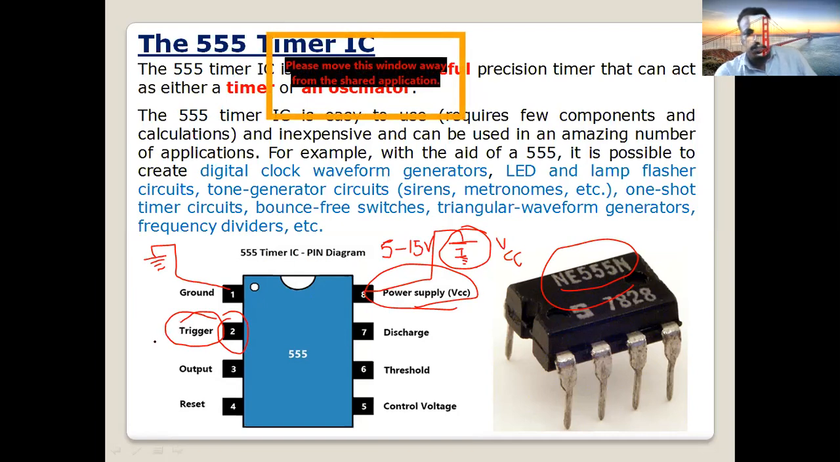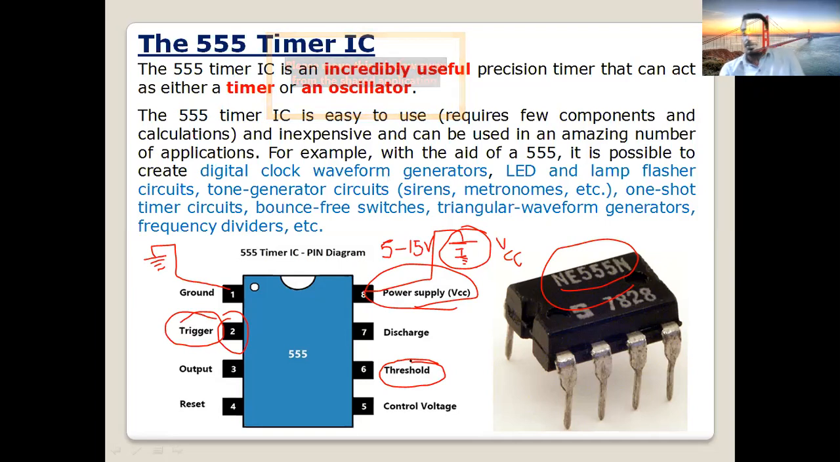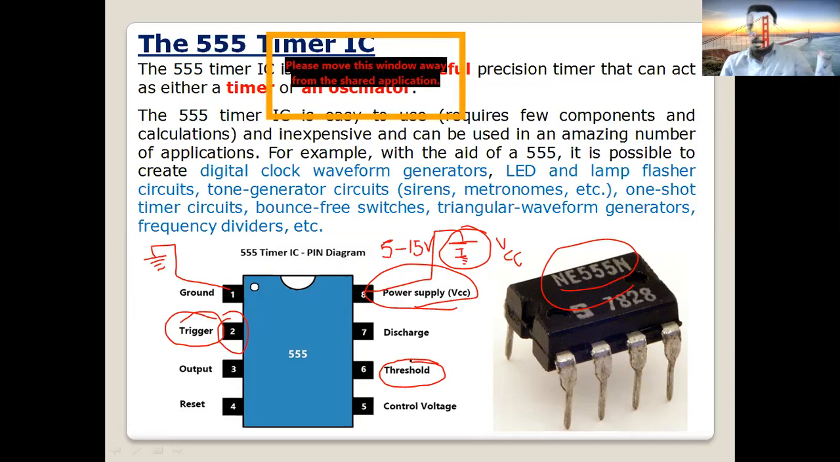So pin number 2 is one of the inputs, and pin number 6 is another input, what we call the threshold input. Trigger is one input, threshold is another input. Don't confuse this with the op-amp 741 IC we discussed before. Pin number 6 in the op-amp is the output, right? 2 and 3 are inputs, inverting and non-inverting. But here it's different. Threshold is pin number 6, trigger is pin number 2. They are both inputs.